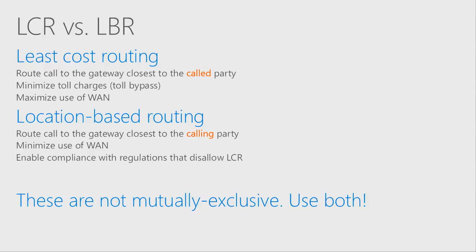Minimize the toll charges, maximize the use of the WAN. That's least cost routing. Location-based routing is kind of the opposite. Instead of looking at who's being called, look at the calling party. Find the gateway closest to them, minimize the use of the WAN, and enable compliance, okay?